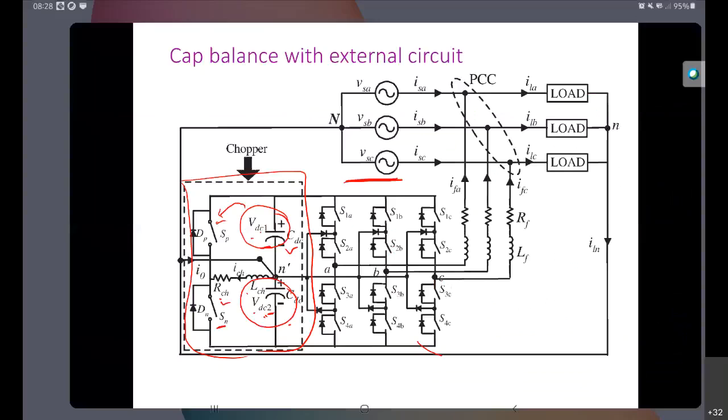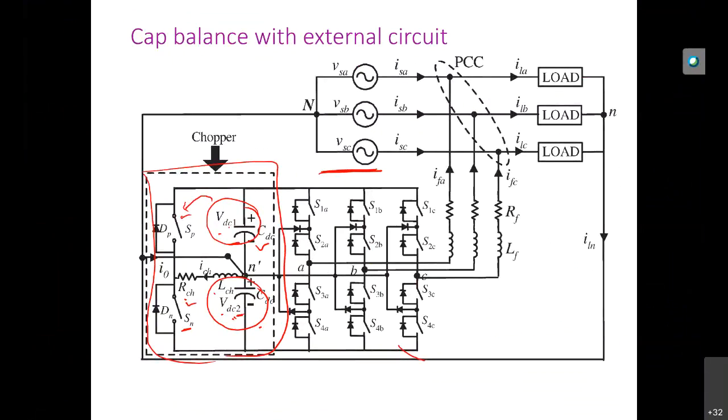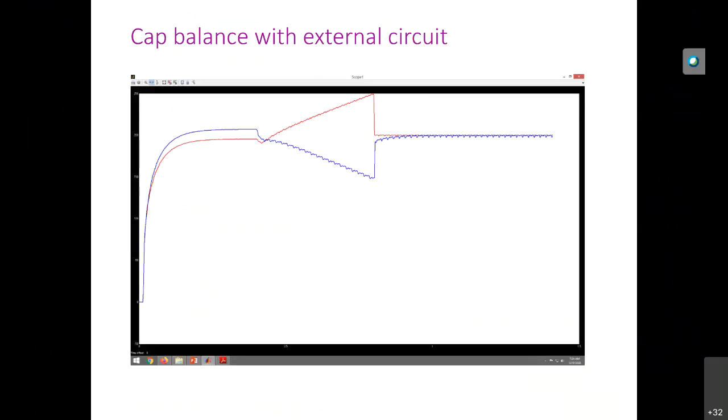So this is how to implement the capacitor balance. When you use an external circuit, this is what the results are. In this specific case, this is the point where the capacitors are unbalanced, because one capacitor voltage is trying to reduce and the other capacitor voltage is trying to increase. Overall it is maintaining constant, but if this continues, one capacitor voltage will be reduced to 0 while the other is still increasing.